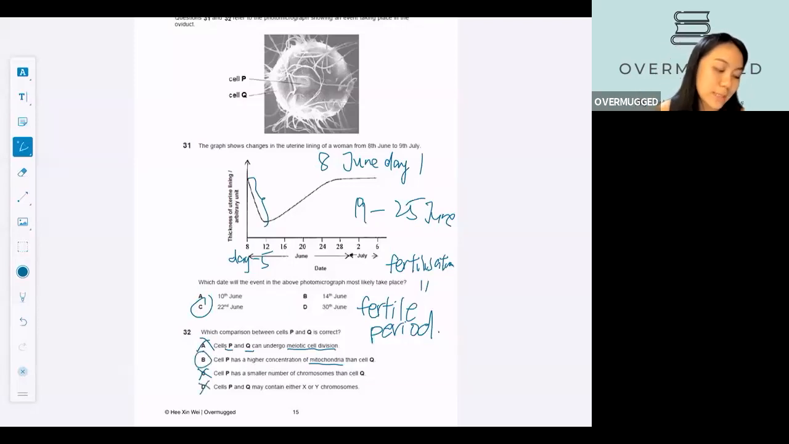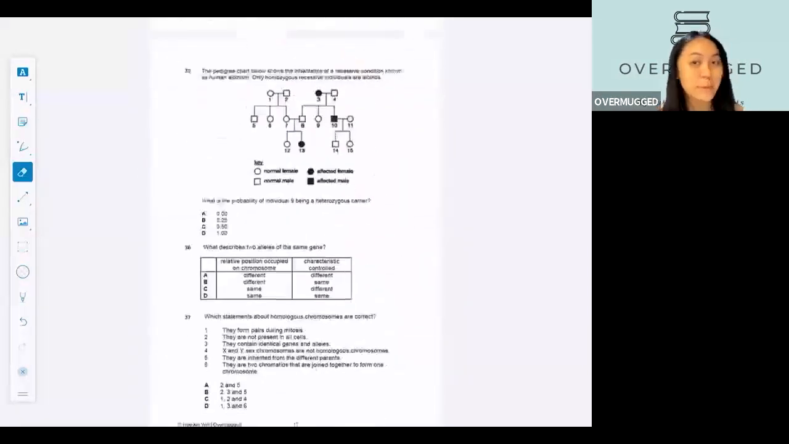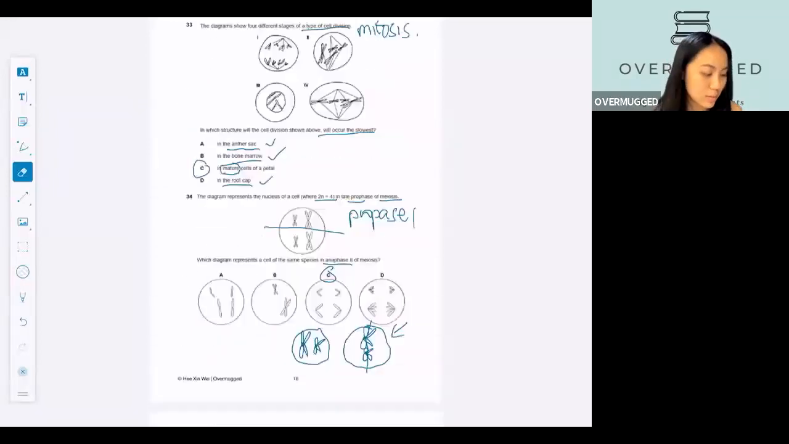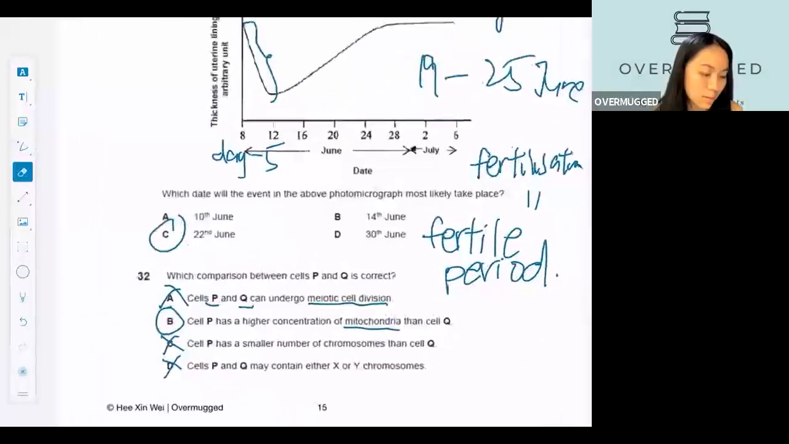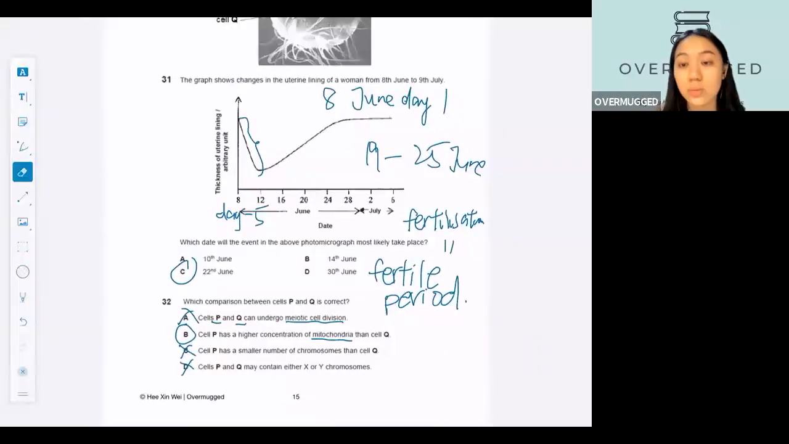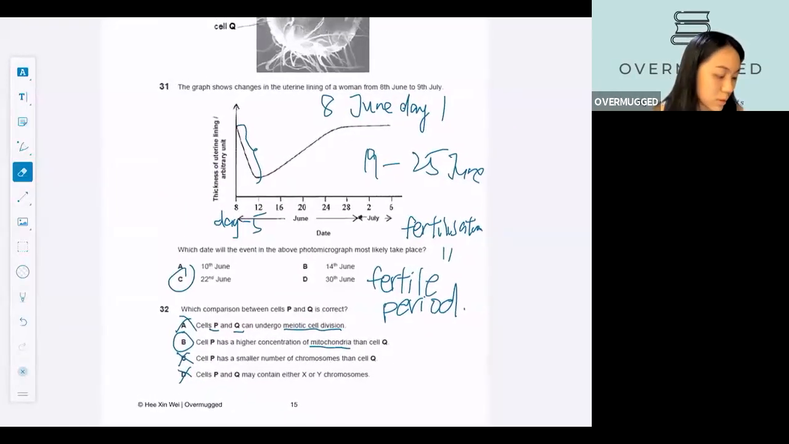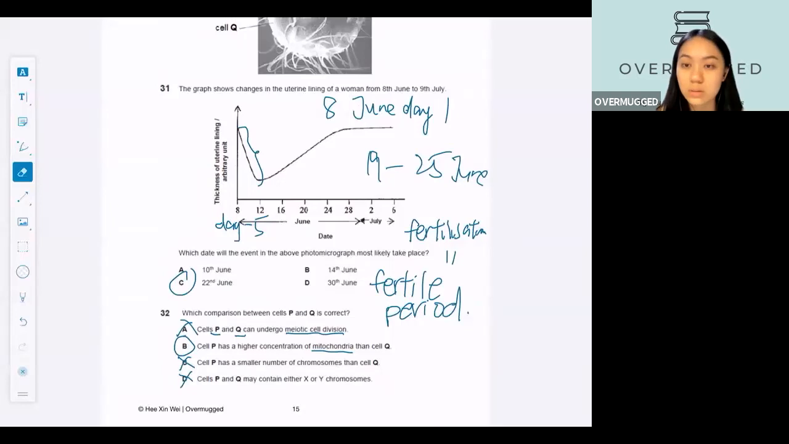So why does a sperm have a higher concentration of mitochondria than an egg? This is in the middle part of the sperm. It has a lot of mitochondria to carry out aerobic respiration and release energy so that the sperm can swim towards the egg. That is about all the MCQ questions. Why is the answer not C? They have the same number of chromosomes, 31. 31 is C. Did I type wrongly? 31 is C, right?